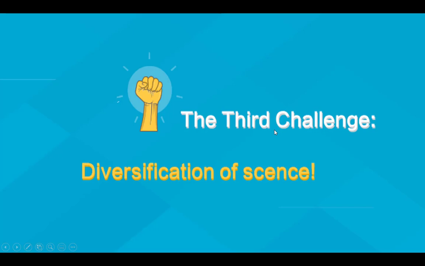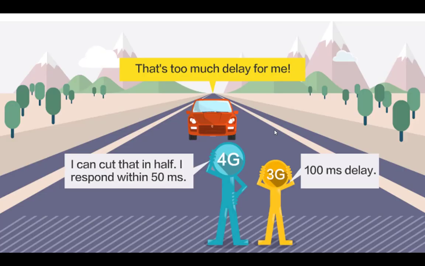What is the third challenge? It is the diversification of service, and it's very important. It's all about the delay, or you can say latency. In a 3G network we have a delay of 100 milliseconds, but as 4G technology came, it improved, but still its delay is 50 milliseconds.